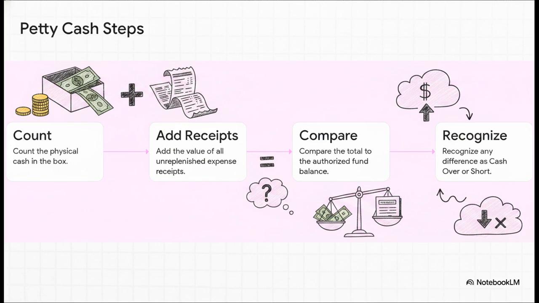Step 1. You count the physical cash remaining in the lockbox. Step 2. You add the value of all the unreplenished expense receipts sitting in that box. So physical cash plus the receipts. Step 3. Compare that new total to your fixed authorized fund balance. Step 4. If those numbers don't match up perfectly, you have to recognize any difference as cash over/short, which is an expense if you're short, or income if you're somehow over.